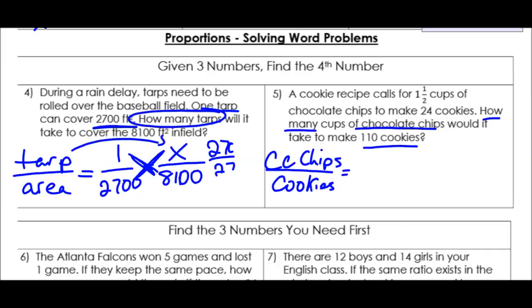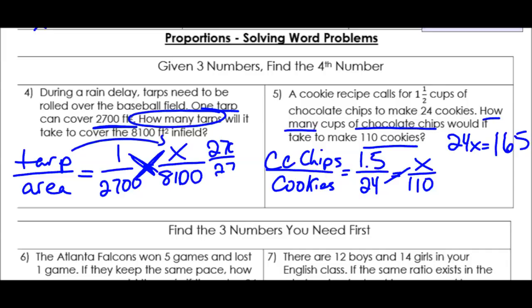Alright, so 1 and a half is really 1, and then that half part as a decimal is 0.5, so I'm going to change that to 1.5. I don't really want to deal with a fraction inside of a fraction. So 1.5 cups of chocolate chips compared to 24 cookies. That's some number of chocolate chips compared to 110 cookies. Cross multiply: 24 times x is 24x. 1.5 times 110 is 165.